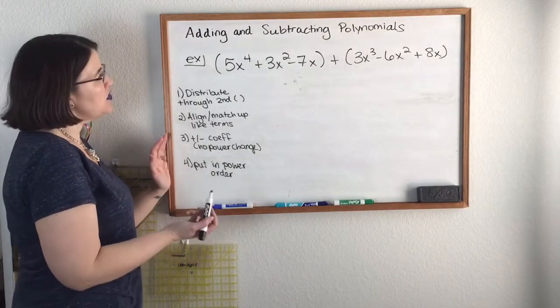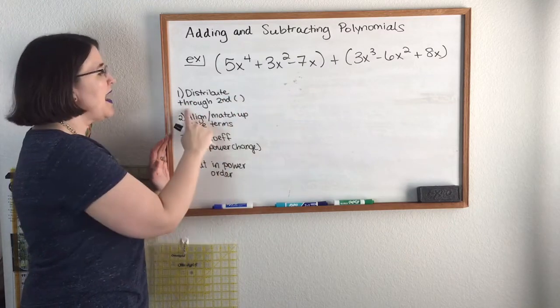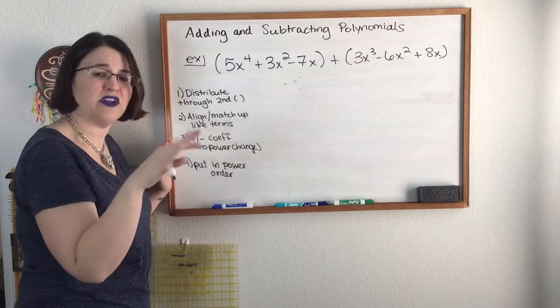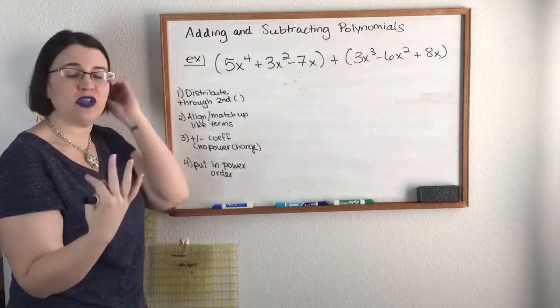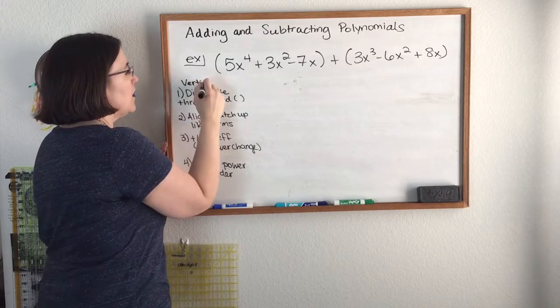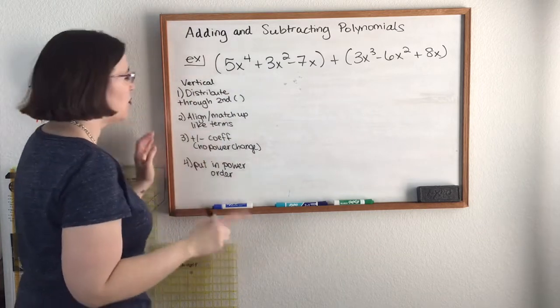So the first thing that you do with this is you want to look at what kind of a sign you have between them. And whatever that sign is, and you don't have to distribute if you don't want to. Some students just like to think of it as subtraction, and this is not the only way to do this. I'm going to do the vertical method right now. Okay, I can show the horizontal method also if someone wants me to.